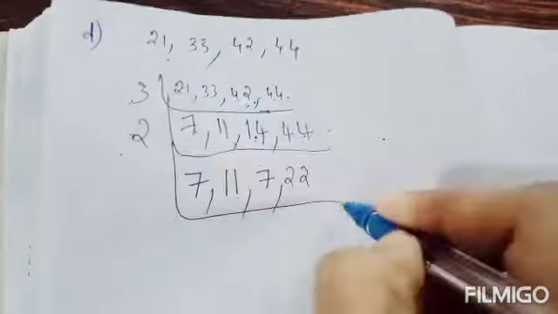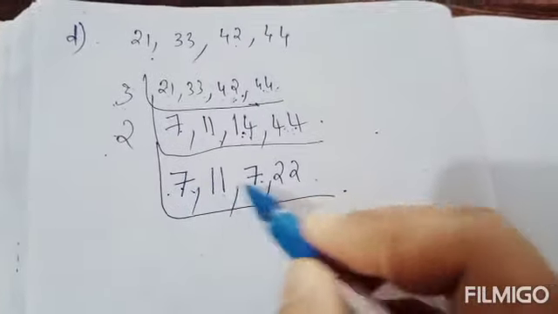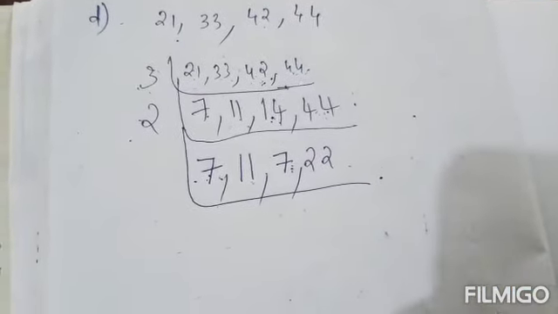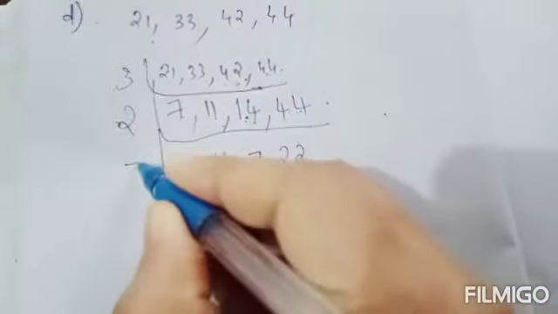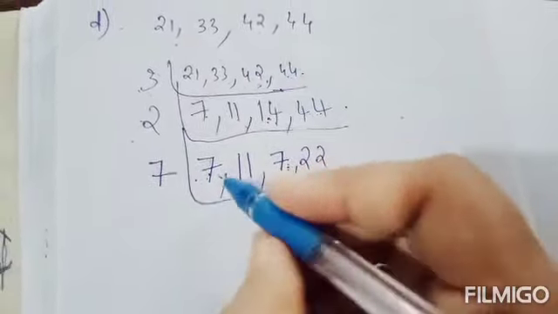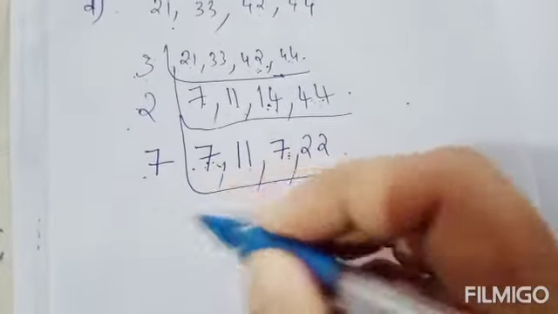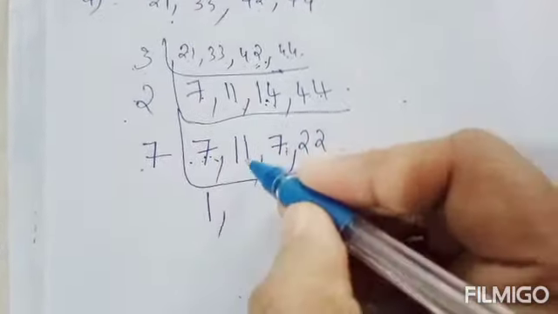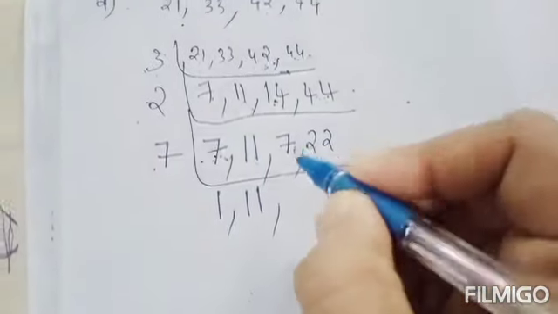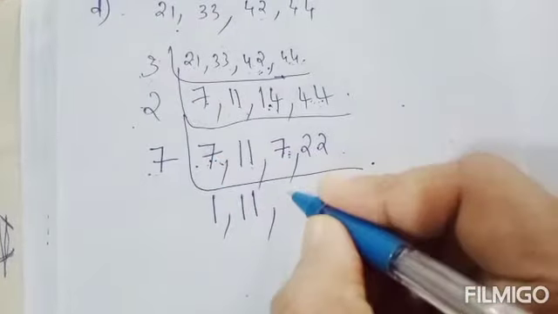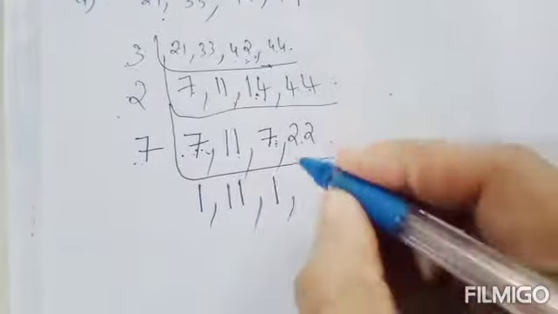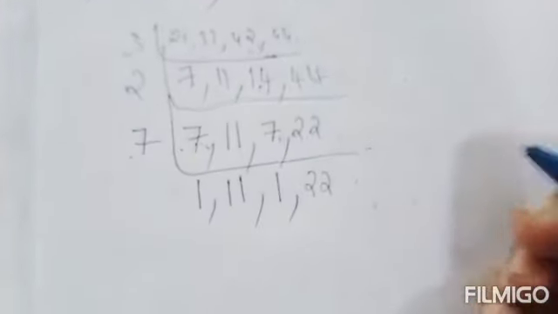Now here 7 is coming 2 times. So in place of 7, if you want to make it 1, you can divide it by 7. Dividing by 7, what will you get? 7 divided by 7 is 1. 11, you can't divide it by 7, so write 11 as it is. Now 7 divided by 7 is 1. 22, you can't divide by 7, so write 22 as it is.